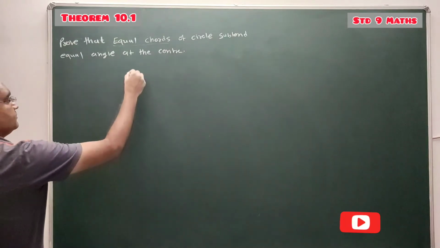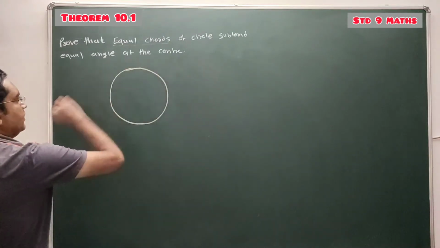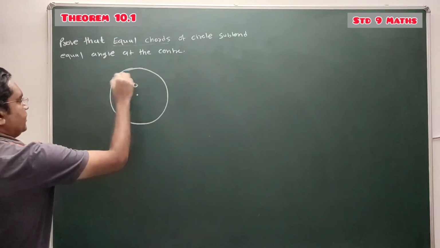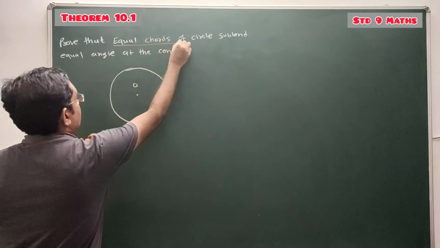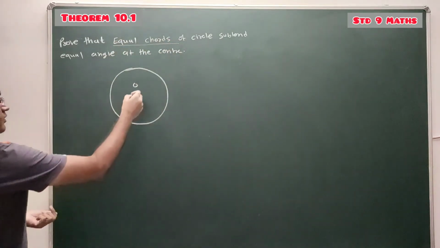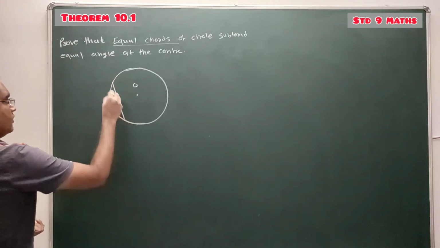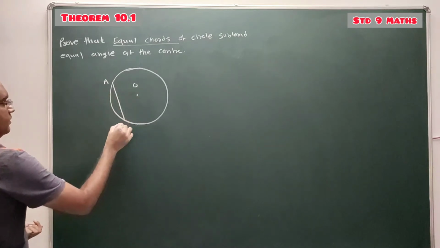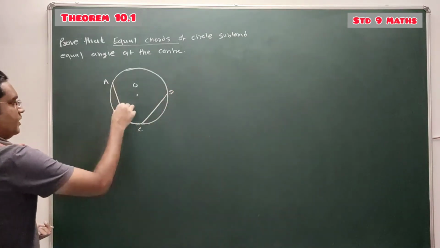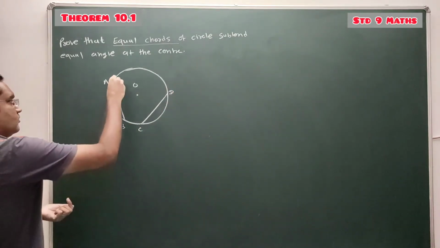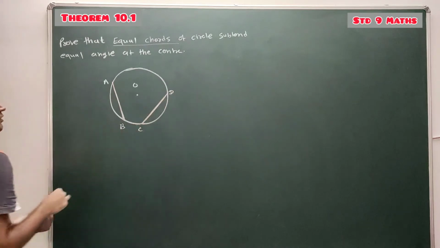So what are we given? First diagram. One circle is given, and in a circle with center O, two equal chords are given. Two equal chords means the lengths of the two chords are equal. So chord AB and chord CD are two equal chords. The lengths of chords AB and CD are equal. AB and CD are two equal chords of the circle with center O.